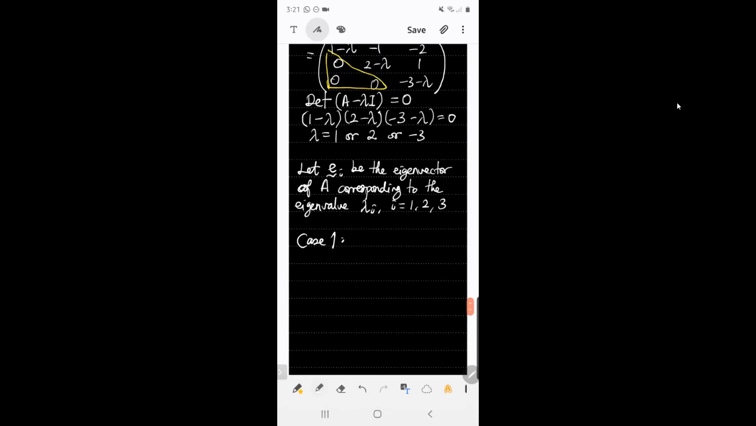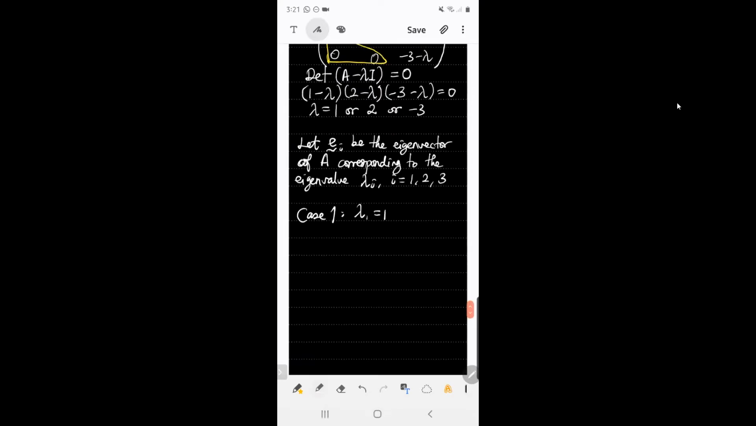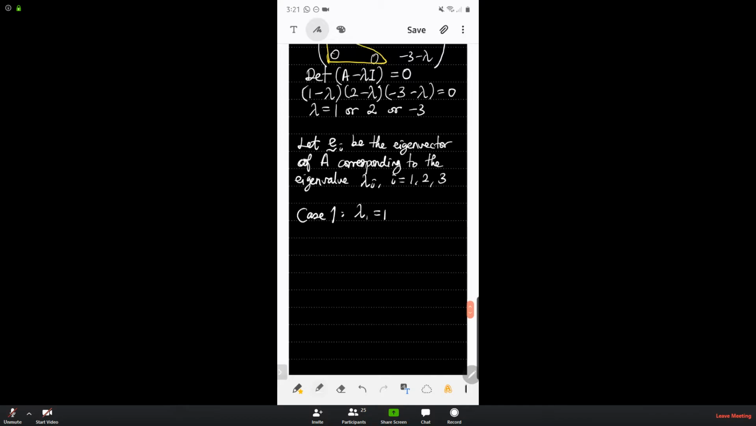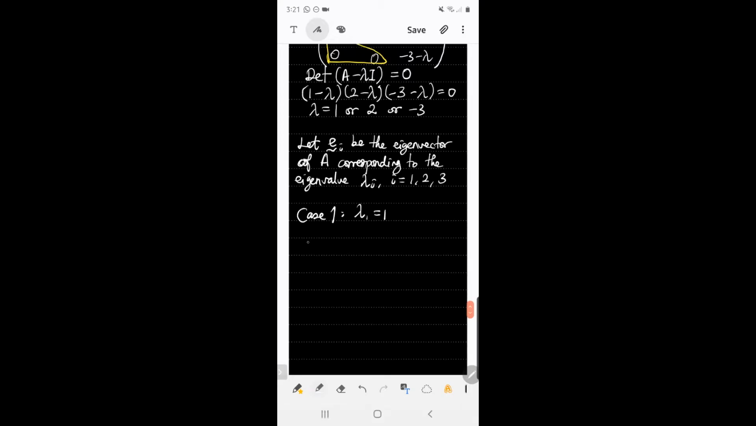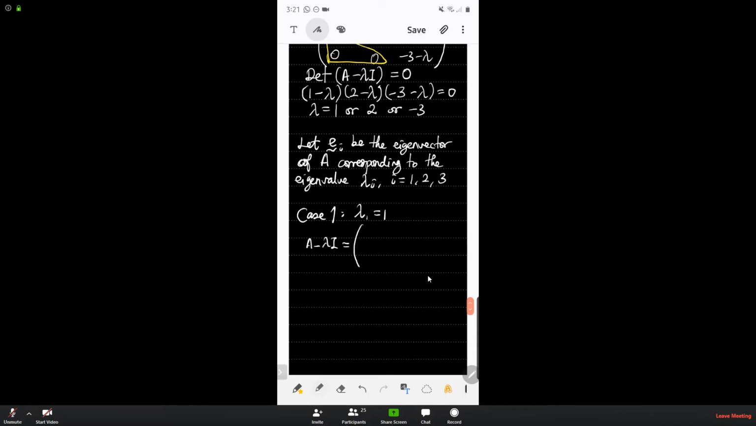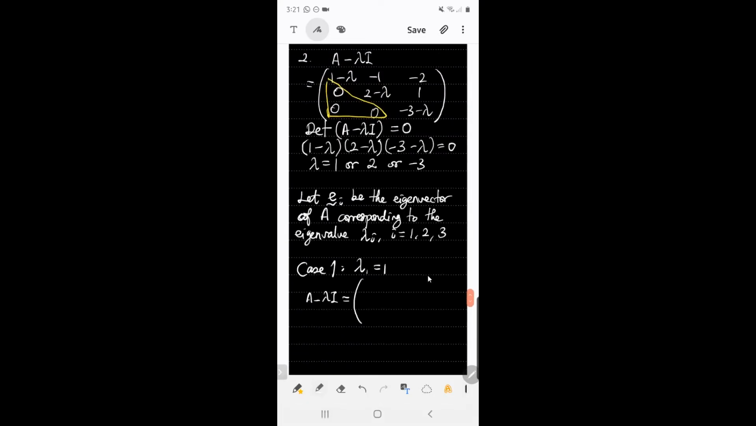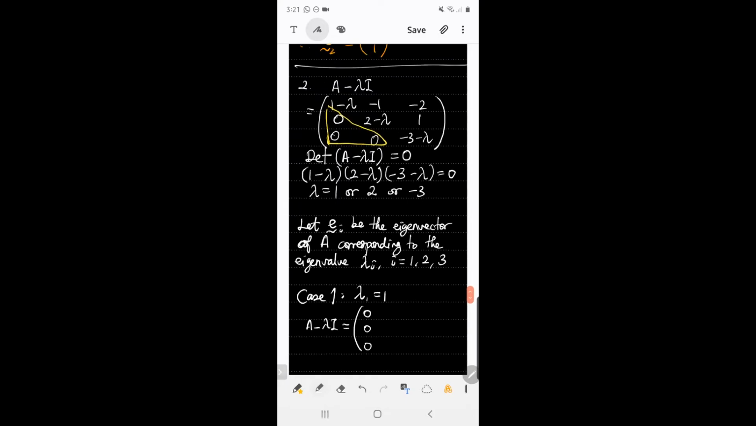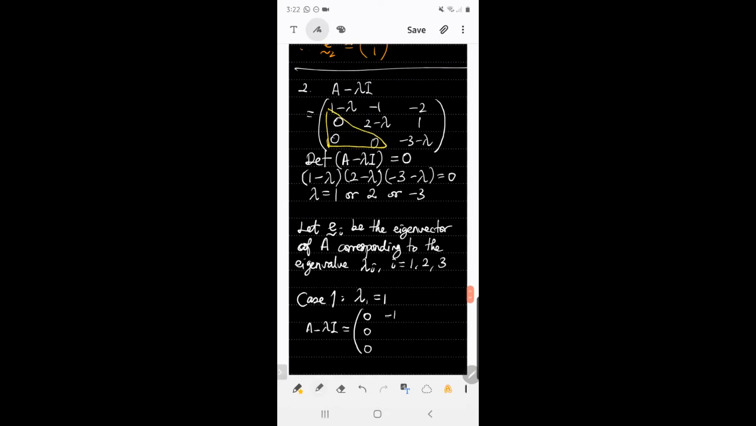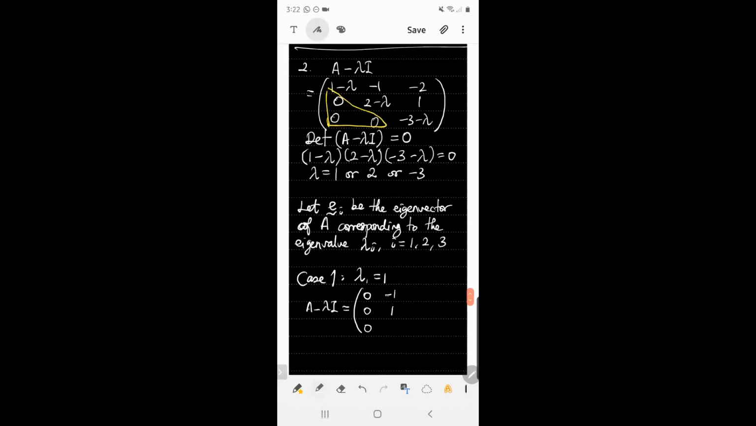Yeah. So case 1, you have lambda 1 equals to 1. I will do this one for you. Then you have to do case 2 and case 3 for me. The process is the same. Okay. So lambda 1 equals to 1. So therefore, I have to consider A minus lambda I. So A minus lambda I means the matrix in the form 1 minus 1, you get 0, 0, 0. Then you have minus 1. Then you have 2 minus 1, you get 1. And then this is 0. This is negative 2, 1. Minus 3 minus 1, you get minus 4.